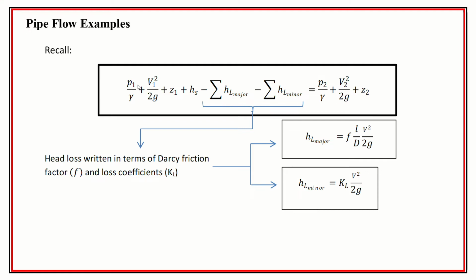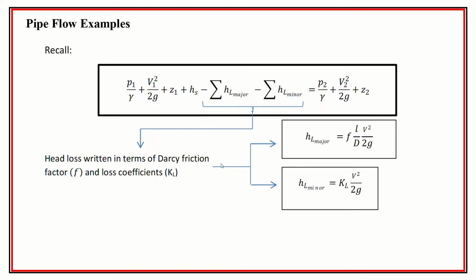I wrote it a little bit differently. I guess I put the P2 here on the side. But you get the idea where we have the total energy at the start. Here's where we add a pump to get things moving along. And then here are the major losses and the minor losses to end up at the destination over here.